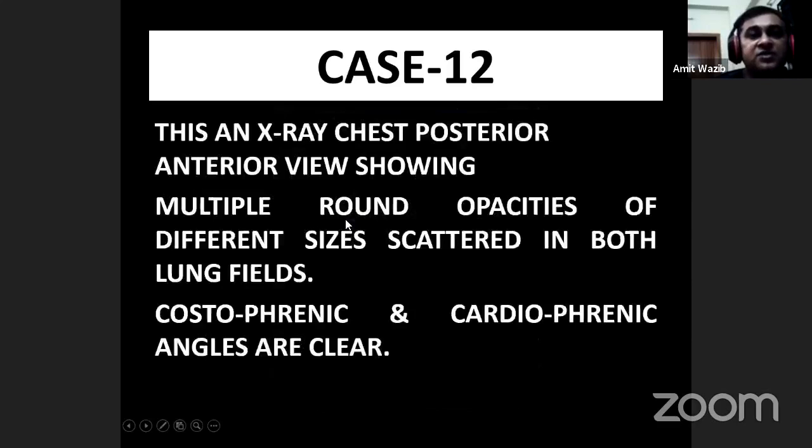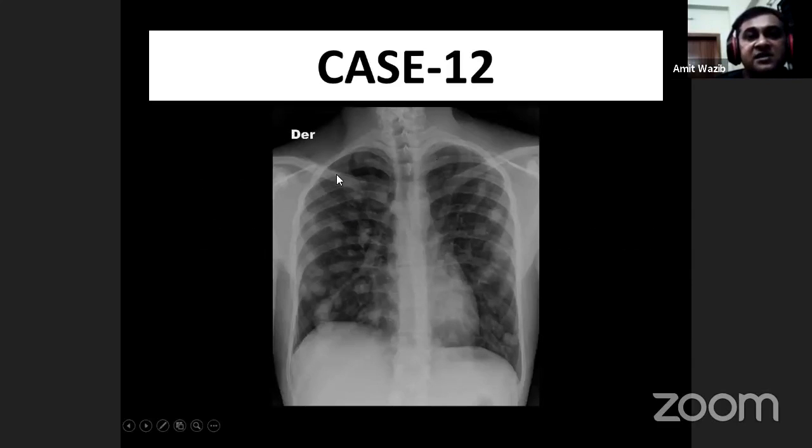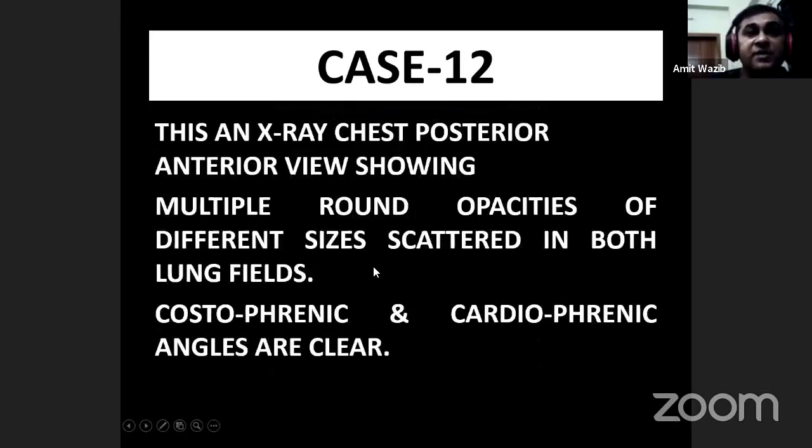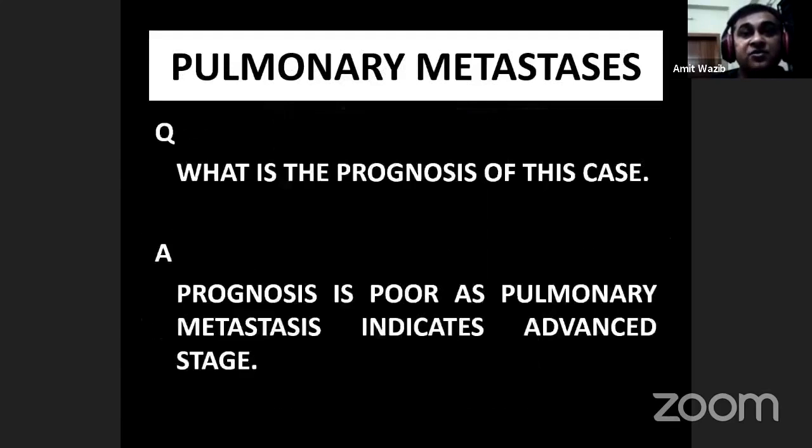Another important question is, if someone has such an X-ray, what is the outcome of this patient? Overall, the outcome is very poor because pulmonary metastasis indicates advanced disease in any kind of malignancy. So the overall prognosis is very poor. You may be asked, what is the outcome? What is the prognosis of this case? The answer will be, the prognosis is very poor because pulmonary metastasis indicates advanced malignancy.